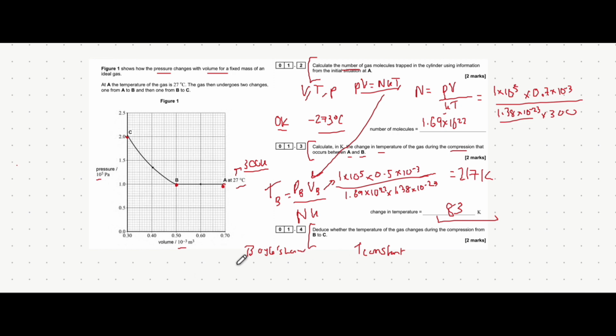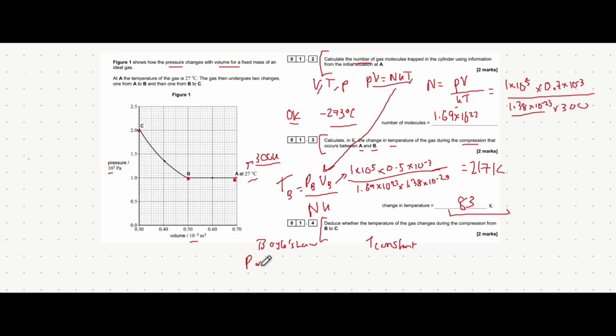So what is Boyle's law? It tells you that pressure is inversely proportional to volume. If that's the case, then pressure is equal to a constant over volume, or in other words, pressure times volume is constant. That's important because if we show that the pressure times volume at B is equal to the pressure times volume at C, that means that pressure times volume is constant and Boyle's law is applicable, so temperature is constant. So let's do that.